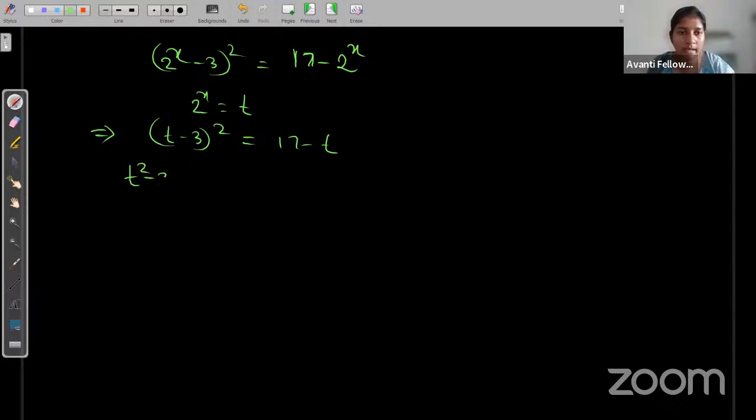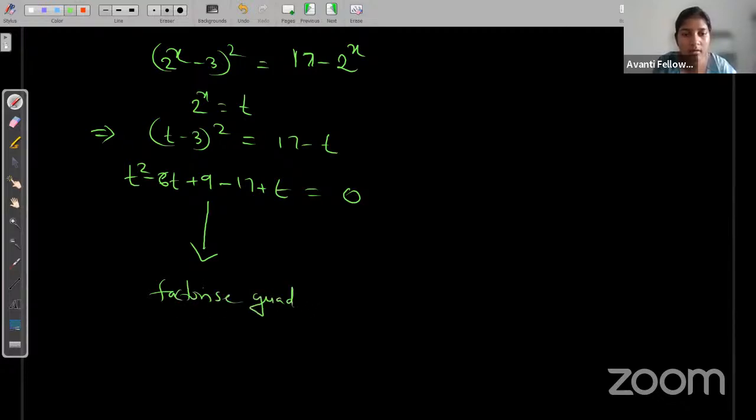Further, this is going to be t square minus 6t plus 9 minus 17 plus t equal to 0. So just compute this. We will get a quadratic equation. After that, factorize the quadratic equation. You will get roots, in the form of t. So t is equal to some value. Replace the t value by 2 raised to x. You will get the value of x in that case. Can you all solve this? Take a minute and try it. It's just a computation.